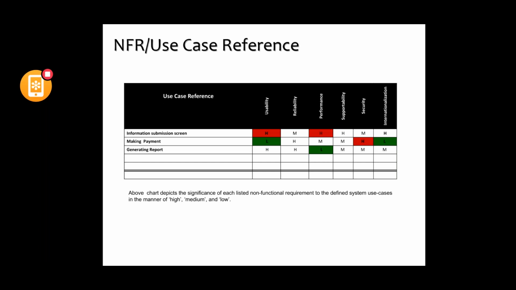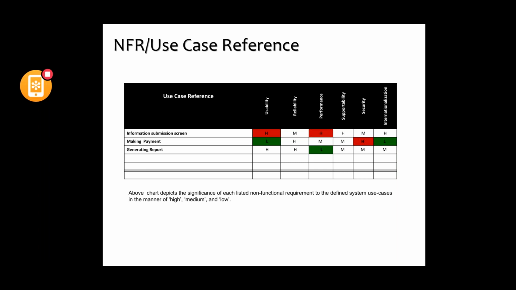Now, the most important thing is that there will be n number of functional requirements and n number of non-functional requirements. So it is very difficult to consider all the non-functional requirements for every functional requirement. It is very difficult to implement as well. So how do we understand, for each functional requirement, what are all the non-functional requirements which are important?